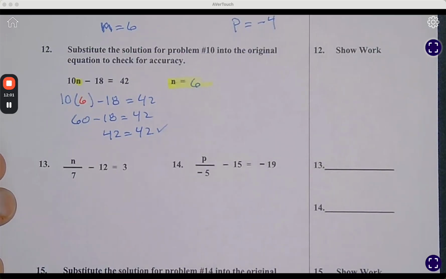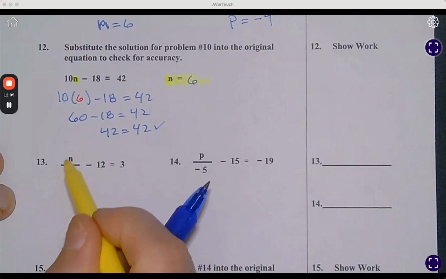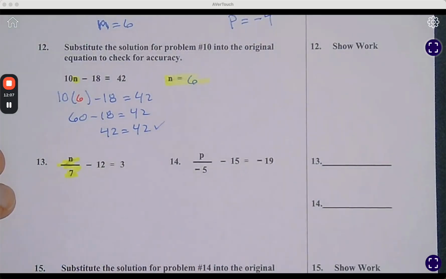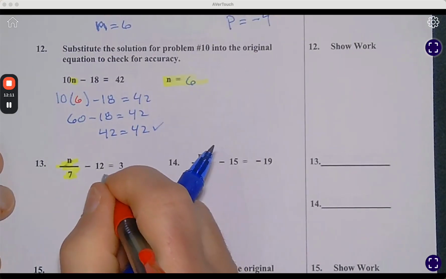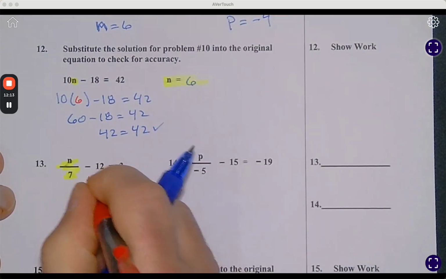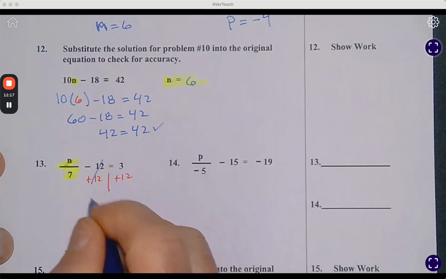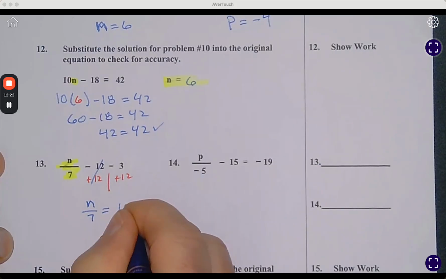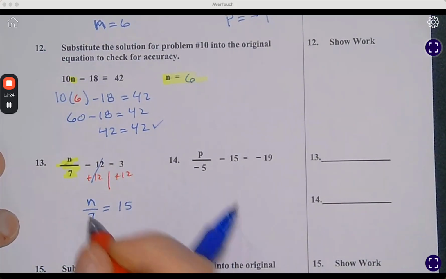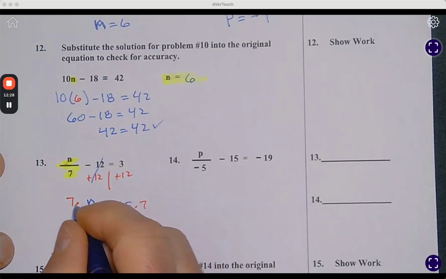All right, here's 13. Identify that variable term. There it is, right there. All right, so add or subtract the other term away. Inverse operation for a subtraction is addition. That cancels out, goes to 0. N over 7 equals 15. Now I got to do the inverse operation for dividing by 7. So I'm going to multiply both sides by 7.